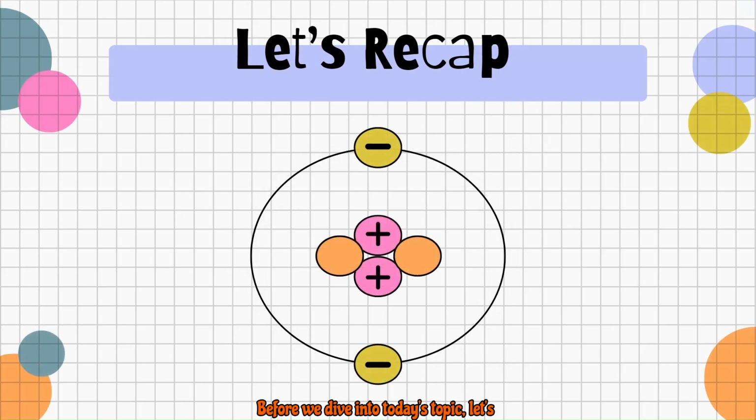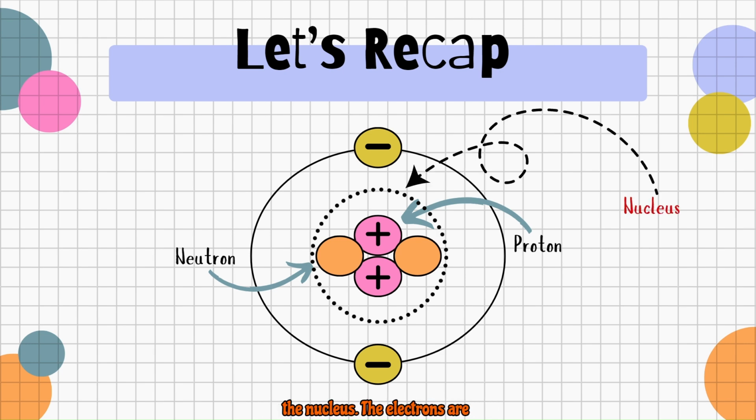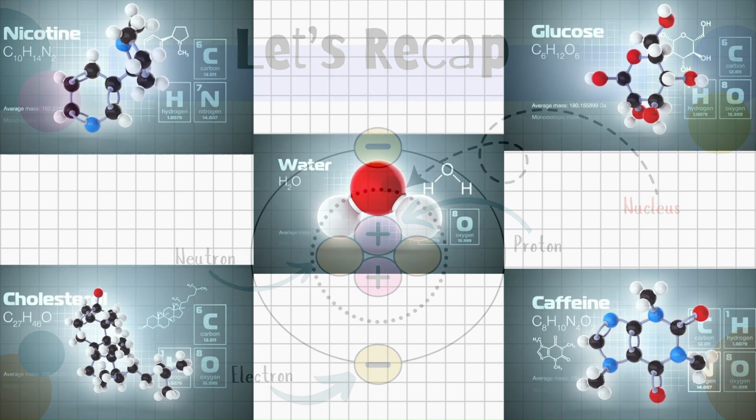Before we dive into today's topic, let's quickly review the structure of an atom. The atom is made up of three subatomic particles: protons, the positively charged particles, and neutrons, which carry no charge, or in other words, neutral, are present in the center part of an atom, which is called the nucleus. The electrons are negatively charged particles, and they revolve around the nucleus in specific energy shells.